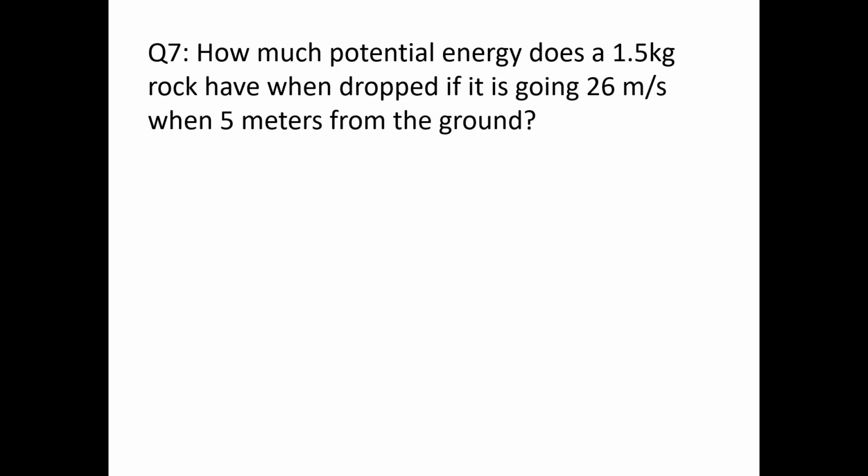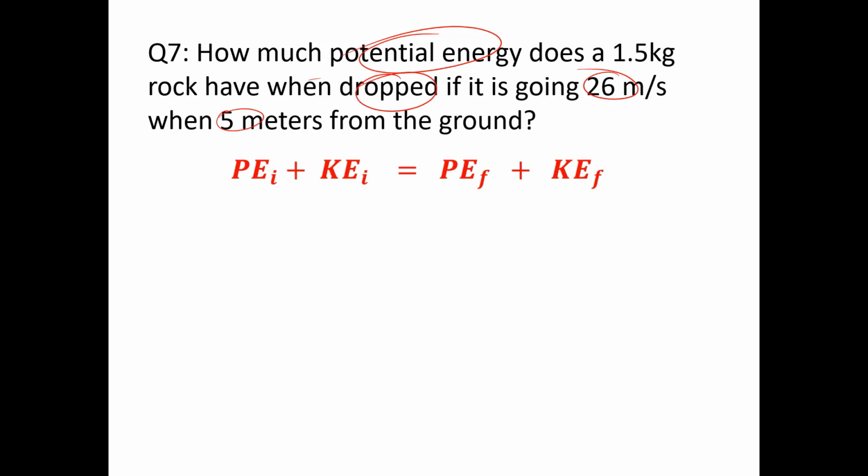How much potential energy does a 1.5 kilogram rock have when dropped if it's going 26 meters per second, 5 meters off the ground? Okay, so it's asking you potential energy when dropped. That's going to be a key. It's telling you it's not on the ground and it's going at velocity at that point.